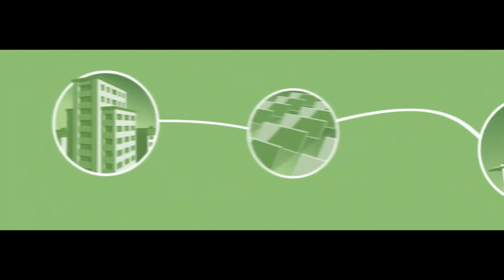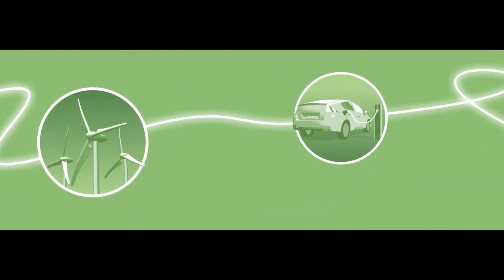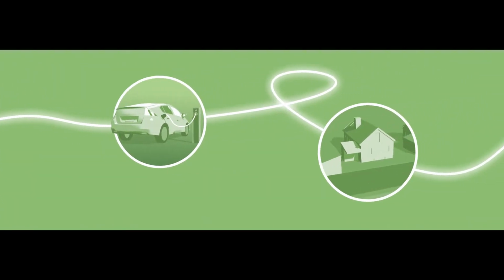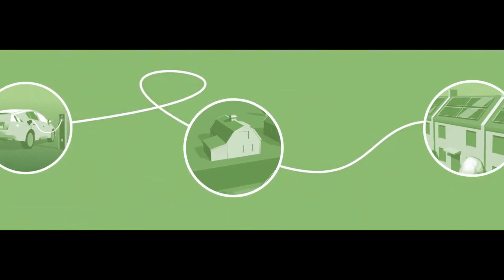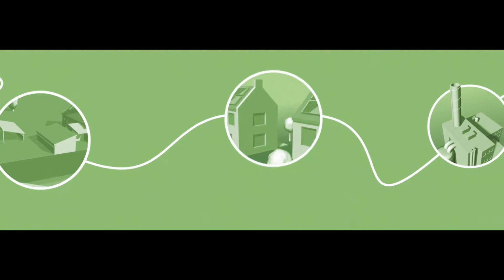To succeed, we're increasing our production of renewable energy, developing energy systems that let us compensate for the variability of renewable energy, and finding solutions that help us use energy more efficiently.